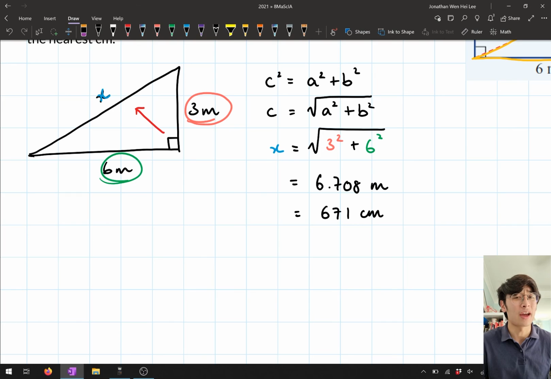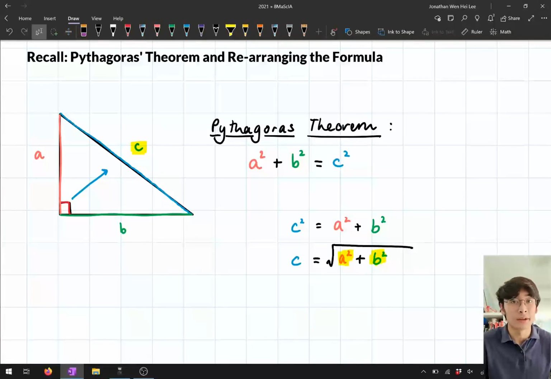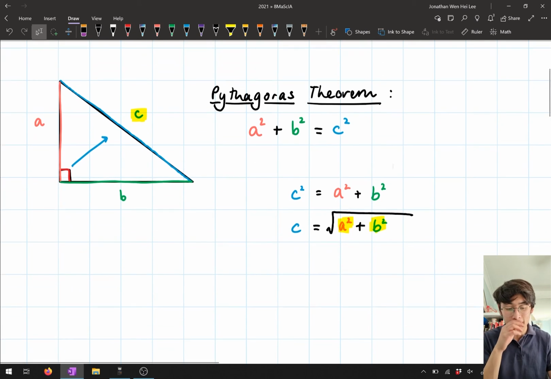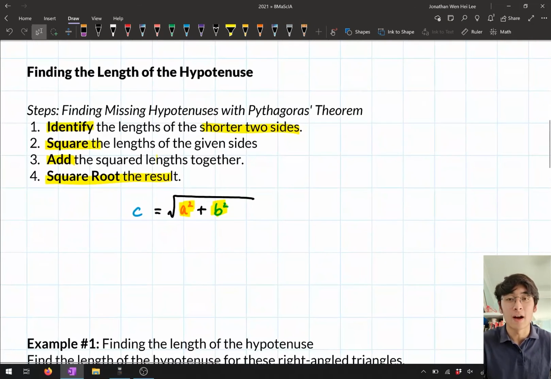Okay. Quick summary of what we looked at today. In today's lesson, we looked at using Pythagoras' theorem to help us find missing side lengths. In particular, we looked at how we can use Pythagoras' theorem to find the hypotenuse. And the way that we do this is we rearrange the formula to make c the subject. And so here we had to just take the square root to help us find that. And so what we needed to do was identify the lengths of the shorter two sides, square those lengths, add them together, and then take the square root.